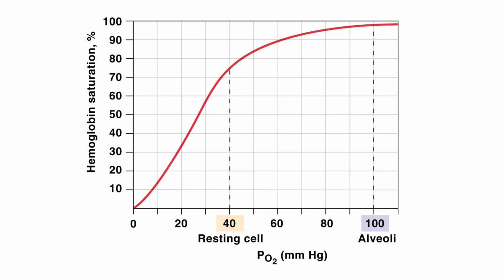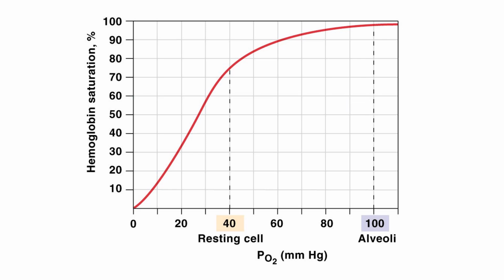But what happens when things start to change? Well, when things start to change, this curve shifts. For instance, it could shift to the right or it could shift to the left. And there are reasons why that curve will shift. Let's look at them.